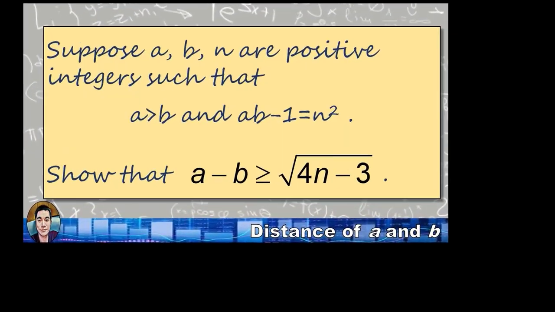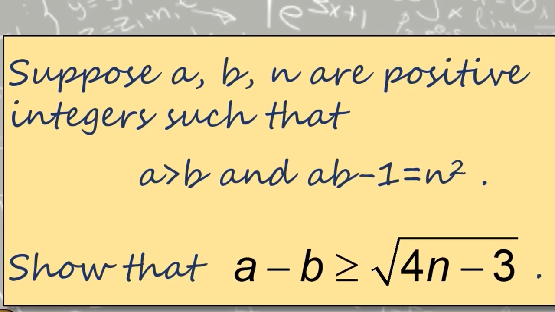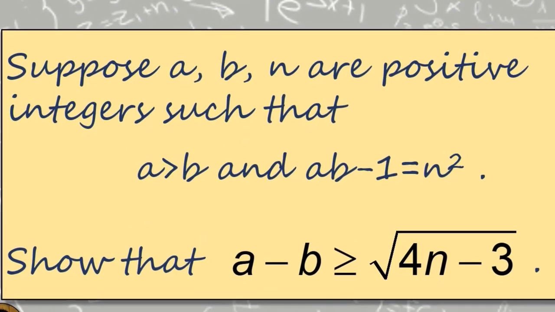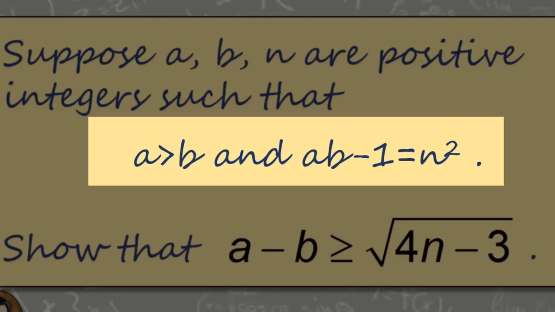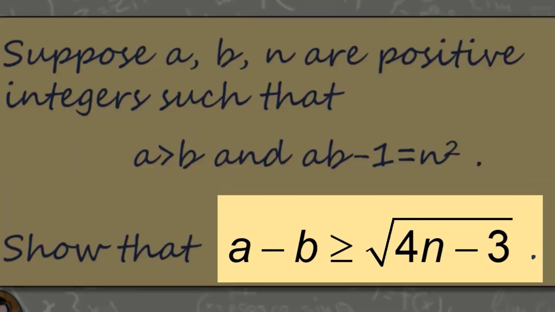Today, let's look at this question regarding the distance of two numbers. Suppose a, b, and n are positive integers such that a is greater than b and ab minus 1 equals n squared. You are asked to show that the distance of a and b, which is a minus b, is at least square root of 4n minus 3.